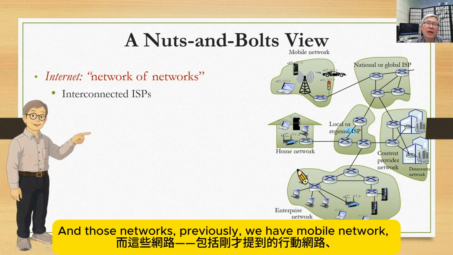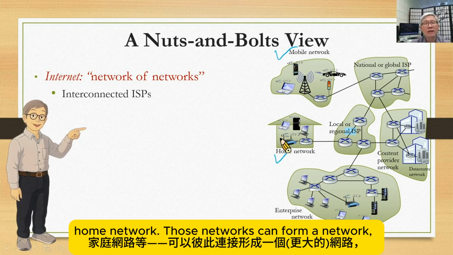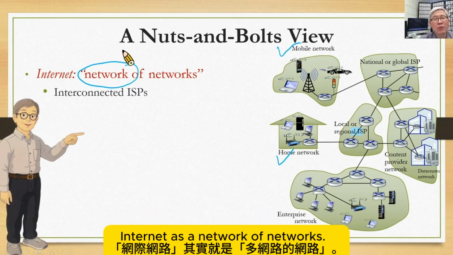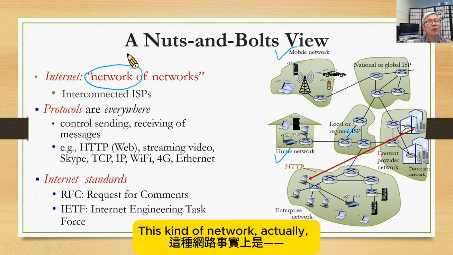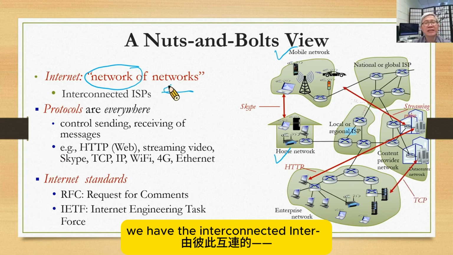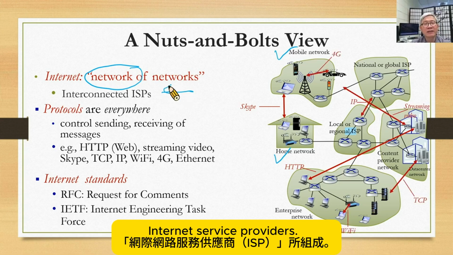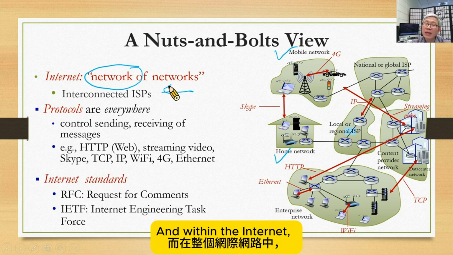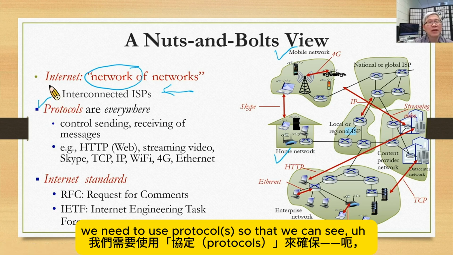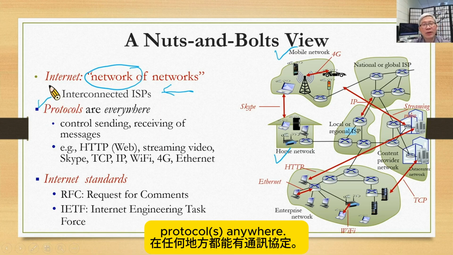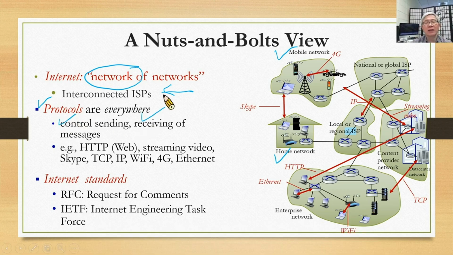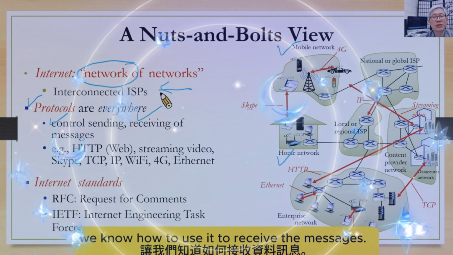And those networks, previously we have mobile network, home network. Those networks can form a network so that we can define the internet as a network of networks. This kind of network, actually, we have the interconnected internet service providers. So we have interconnected ISPs. And within the internet, we need to use protocols so that we can see protocol anywhere. And protocol should control sending, so that we know how to receive the messages.